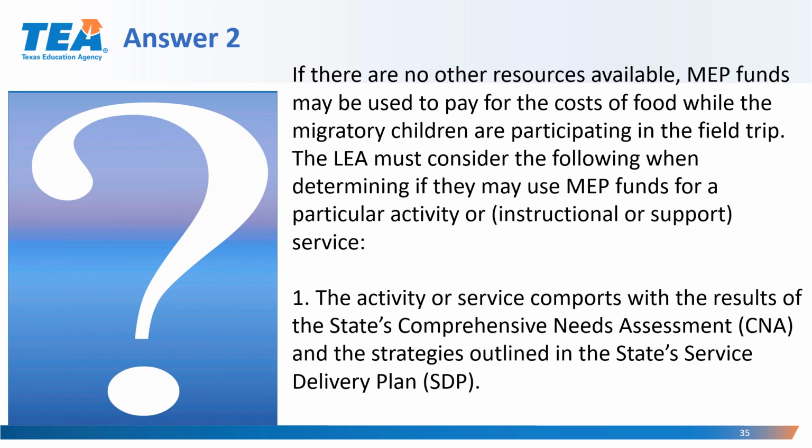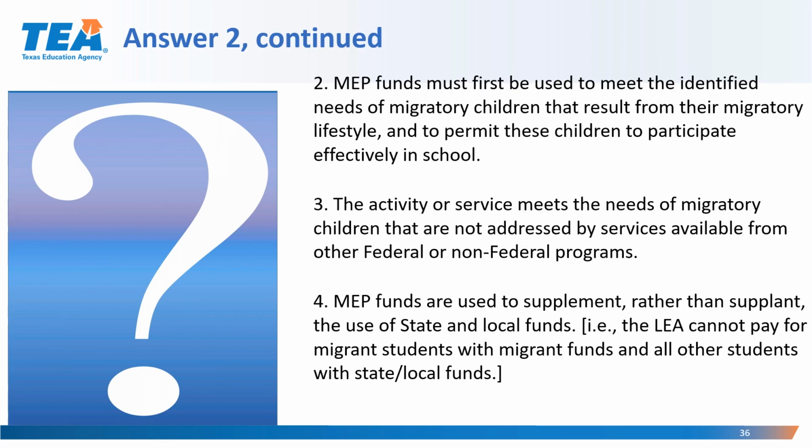The activity or service comports with the results of the state's Comprehensive Needs Assessment, or CNA, and the strategies outlined in the State Service Delivery Plan, or SDP. Migrant education program funds must first be used to meet the identified needs of migratory children that result from their migratory lifestyle and to permit these children to participate effectively in school. The activity or service meets the needs of migratory children that are not addressed by services available from other federal or non-federal programs.